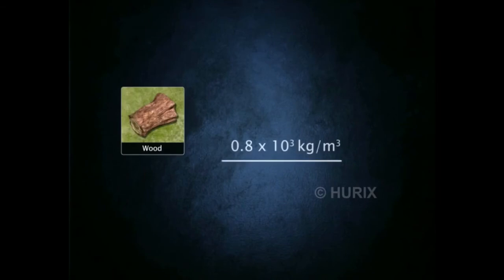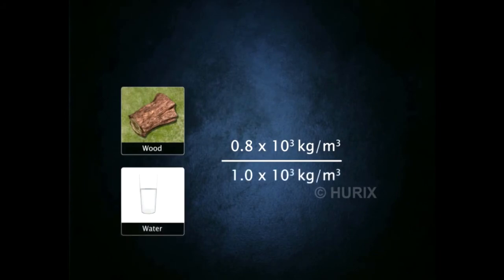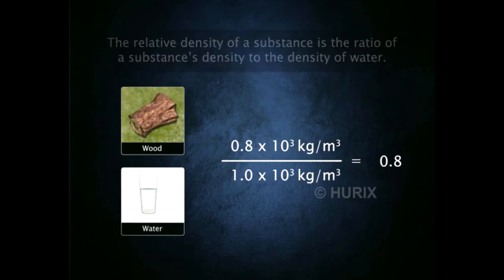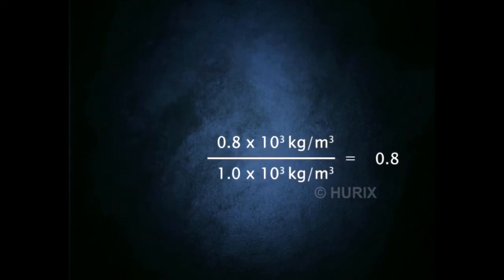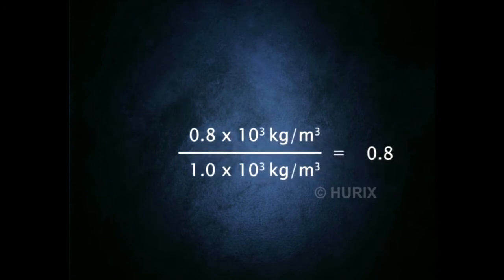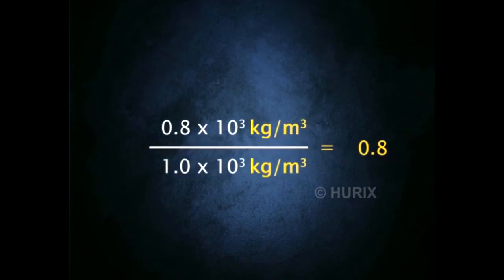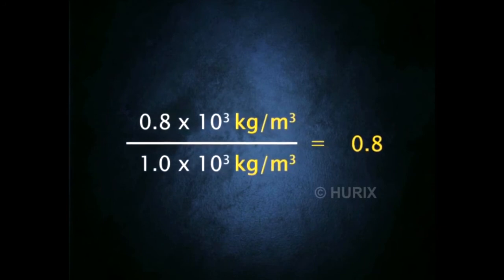Wood's density is 0.8 × 10^3 kilograms per meter cube. This value with respect to the density of water is simply represented as 0.8. This is known as the relative density of wood. Relative density of a substance is the ratio of a substance's density to that of water. Note that relative density is a ratio of two similar quantities. Hence, it does not have any units.